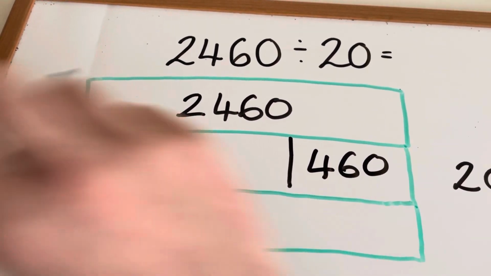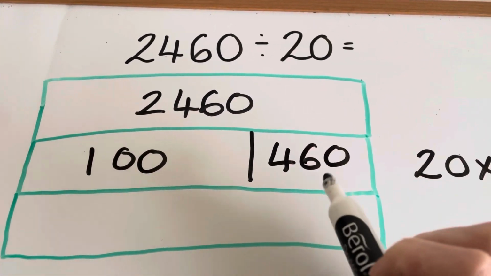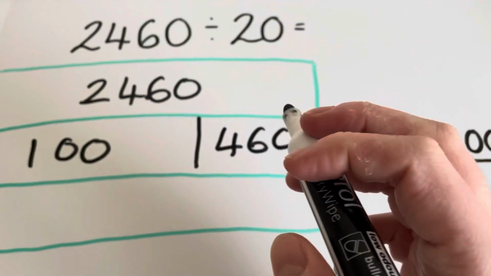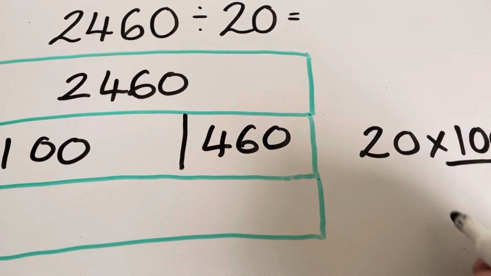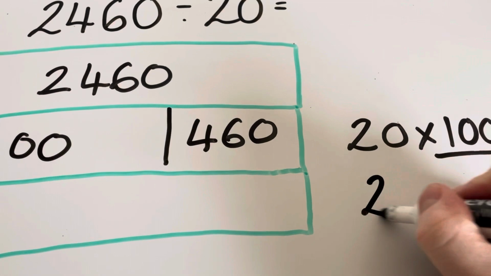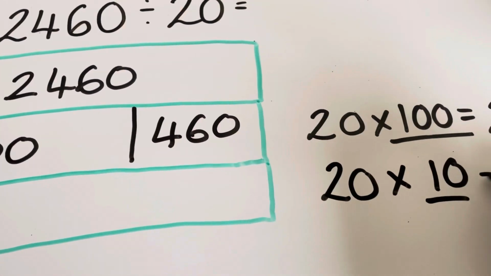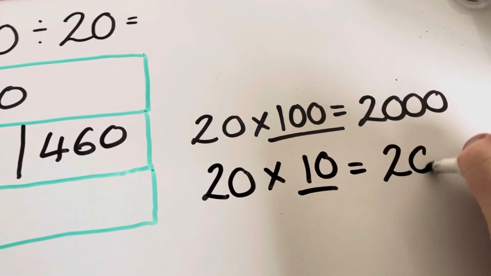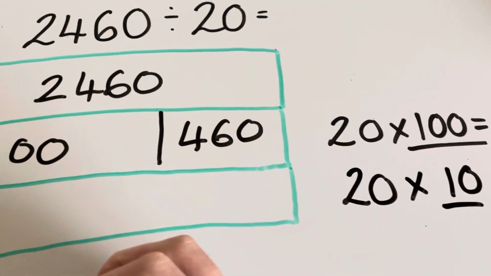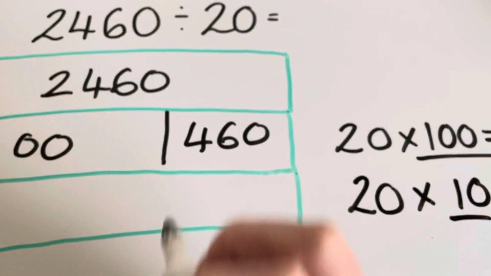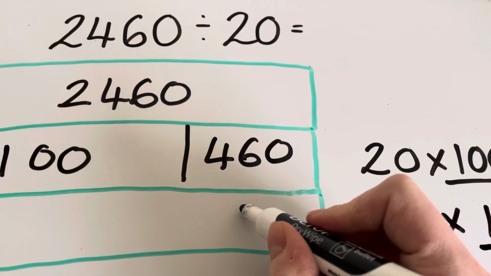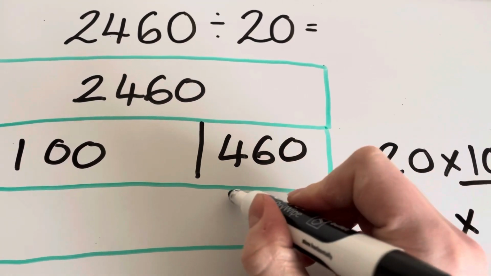This time we're not looking at 2,460, we've only got 460 left. We're still multiplying by 20 because that's what we're dividing up. So 20. I'm going to times it by 10 this time, because that gives me a nice easy number of 200. So this time I'm going to take away a group of 10. So I'm taking away 200 from this, which leaves me with 260, which would be about there.